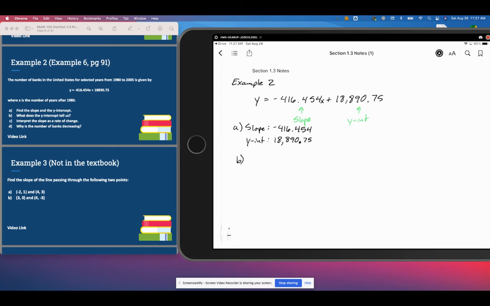The y-intercept is 18,890.75. It's impossible to have 0.75 banks, but the y-intercept tells us how many banks there were at the beginning. And in this case, the beginning was 1980. So I'm going to say there were about 18,890 banks in the US in 1980.